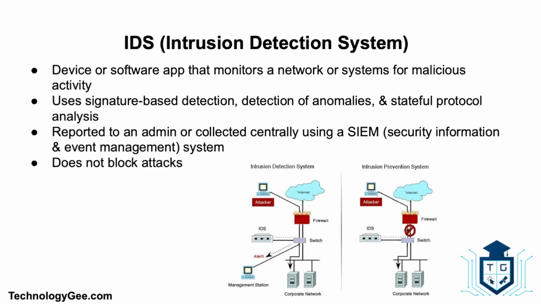Intrusion detection system. An intrusion detection system is a device or software application that monitors a network or systems for malicious activity or policy violations that might not be detected by a firewall. Typical threats detected by an IDS include attacks against services, malware attacks, data-driven attacks, and host-based attacks. To detect these threats, a typical IDS uses signature-based detection of unusual activities or anomalies, and stateful protocol analysis. Any intrusion activity or violation is typically reported either to an administrator or collected centrally using a security information and event management, or SIEM, system.